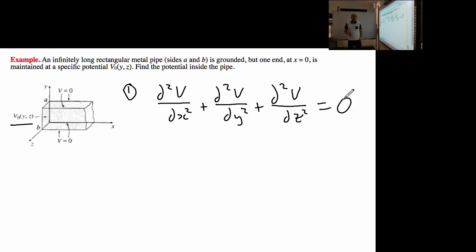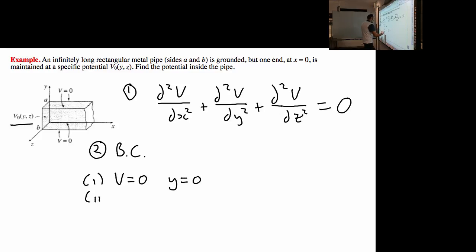Now the second thing we're going to do is identify what our boundary conditions are. So the second thing is to highlight the boundary conditions, which I'm going to call BC here. Let's take y. What happens at y equals 0? Well, at y equals 0, the potential is going to be equal to 0. So V equals 0 when y equals 0. What happens when y equals a? Well, when y equals a, V is going to be equal to 0.